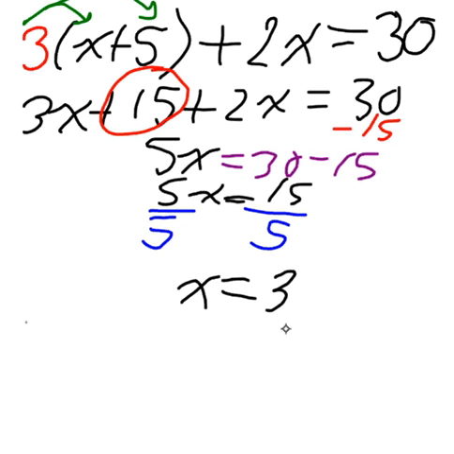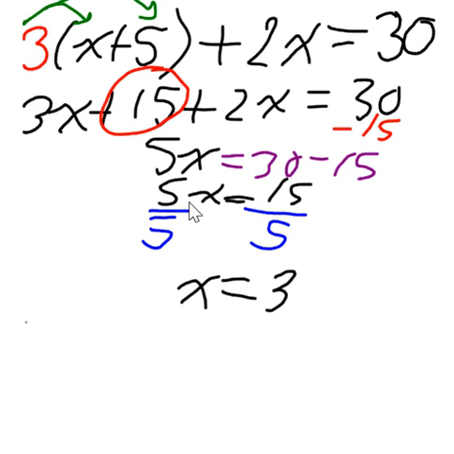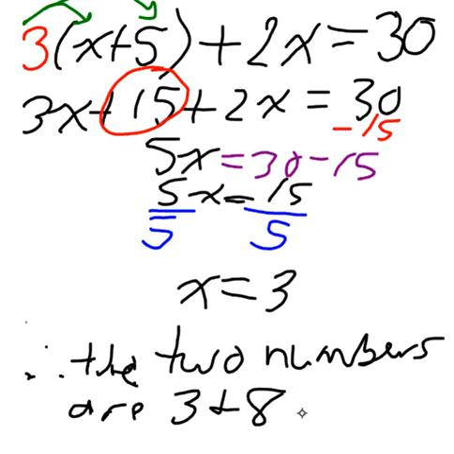Okay, so let's go back. What does that actually mean? That means the second number is 3, because remember, x was the second number. Then what was the first number? 3 plus 5. So the first number is 8. So therefore, we can actually just say, therefore, the two numbers are 3 and 8.